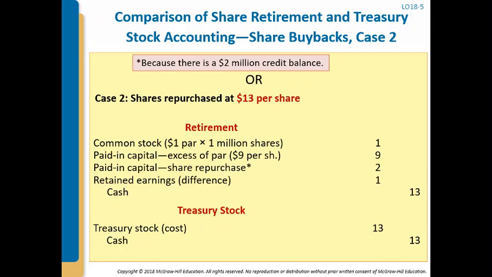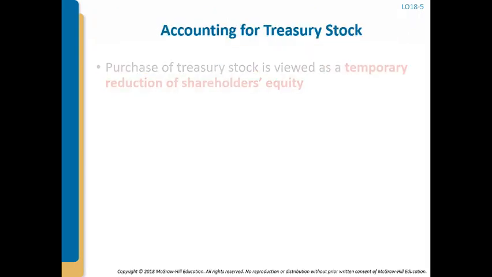Now, what happens if you had no paid in capital share repurchase credit balance at the time of this repurchase? Then, in that case, the whole difference would go to retained earnings by debiting retained earnings for 3 million, not 1 million. Now, for treasury stock, you simply book to the treasury stock contra equity account the cost of the treasury stock of 13 million, and of course credit your cash.